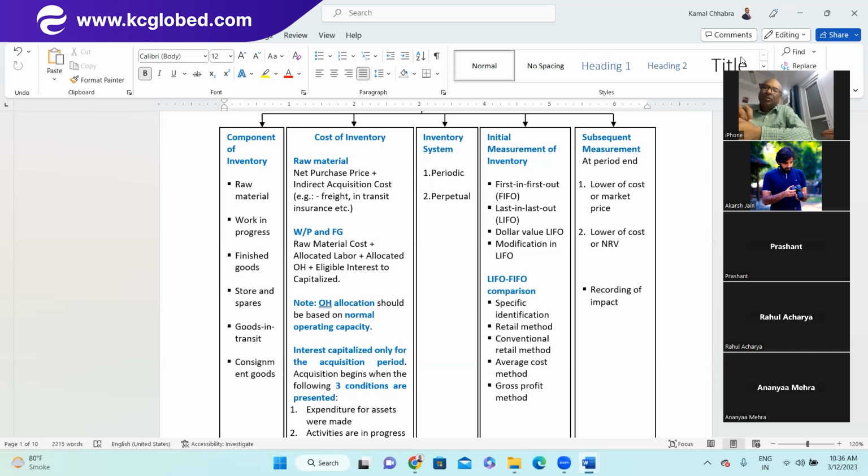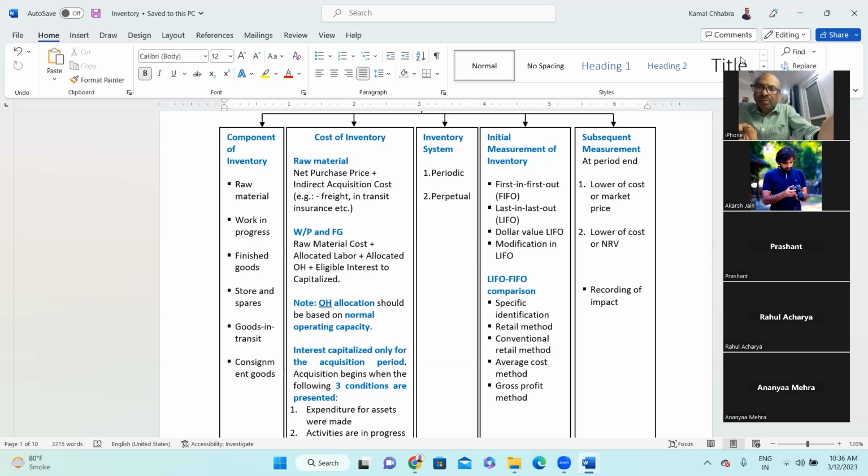Components of inventory: raw material, very simple. Work in progress, we all discussed. Finished goods, again very simple. Stores and spares, it's different. Goods in transit and consignment goods. Any doubt here?